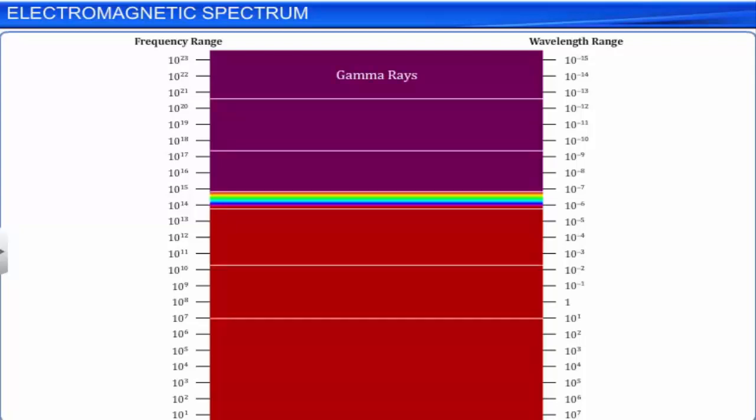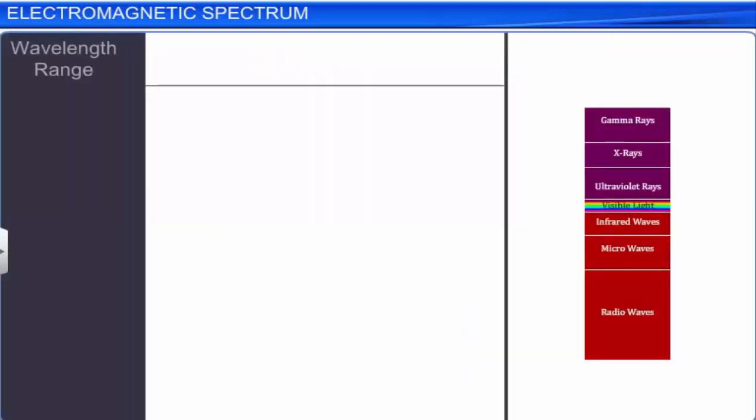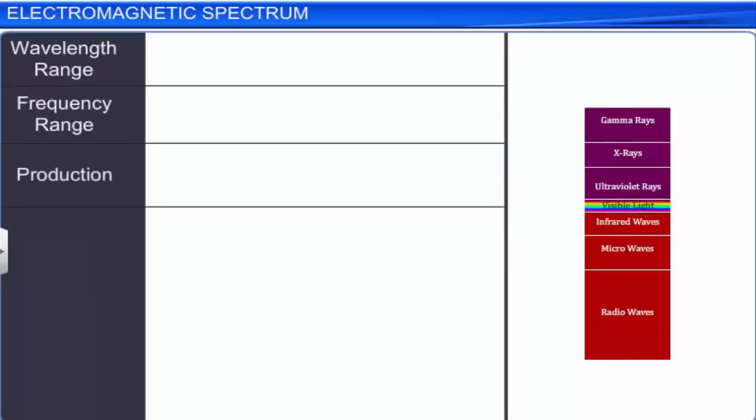X-rays, ultraviolet rays, visible light, infrared waves, microwaves, and radio waves. The classification is based on the production or detection of these waves, as otherwise there isn't a sharp distinction between the different kinds of waves. Now, let us briefly discuss the wavelength range, frequency range, production, detection, and uses of all the 7 kinds of electromagnetic waves.